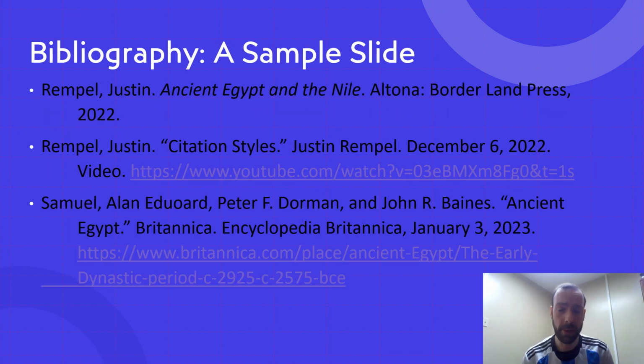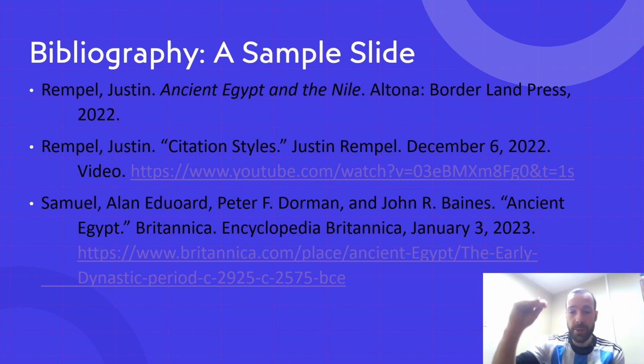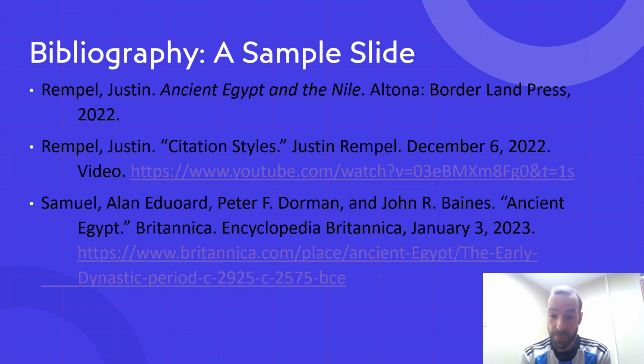So let's just briefly look at a sample bibliography page. In this case, it's a sample bibliography slide. If you're making a presentation on a slideshow, you need to include bibliography slides. If you're doing citation style in Chicago, all of our sources are listed in alphabetical order according to the first piece of information, which is the author's last name.